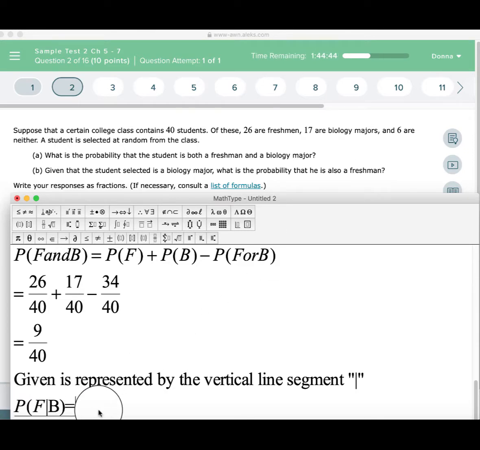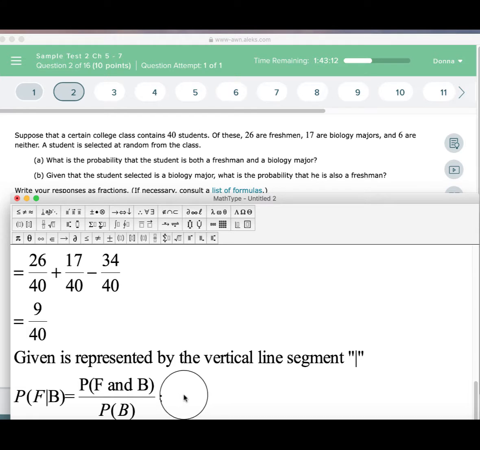Well, there's a formula whenever we have a conditional probability. And the formula for conditional probability is the probability of F and B divided by the probability of B, whatever that given is. F and B, that probability was found in part A, which was 9 out of 40. And then the given that they're a bio major was 17 out of 40. So we're going to take the 9 out of 40 and divide it by 17 out of 40.